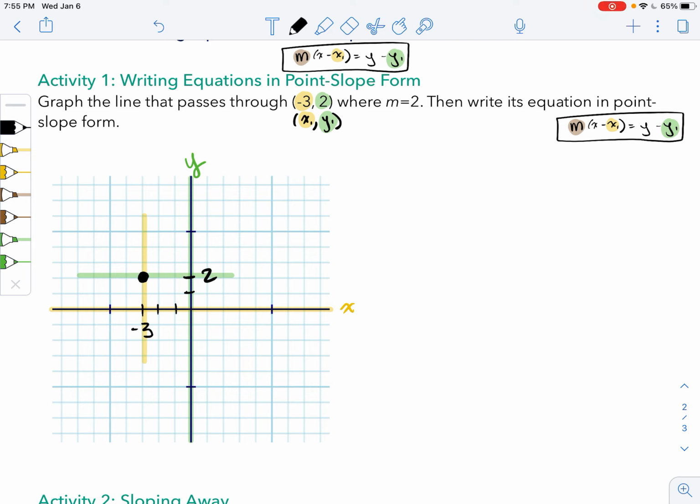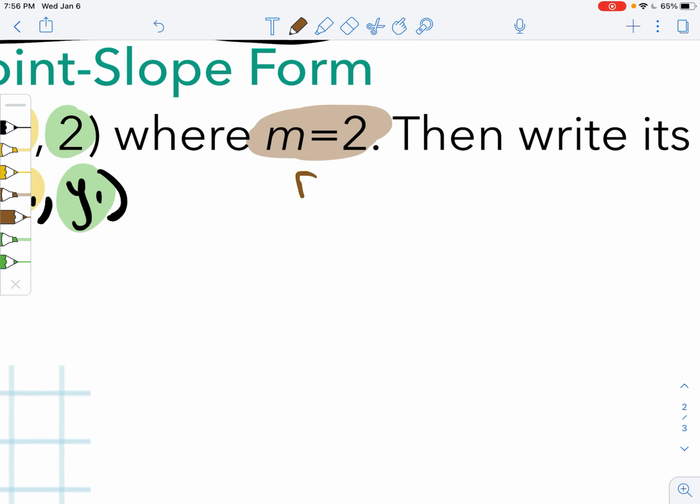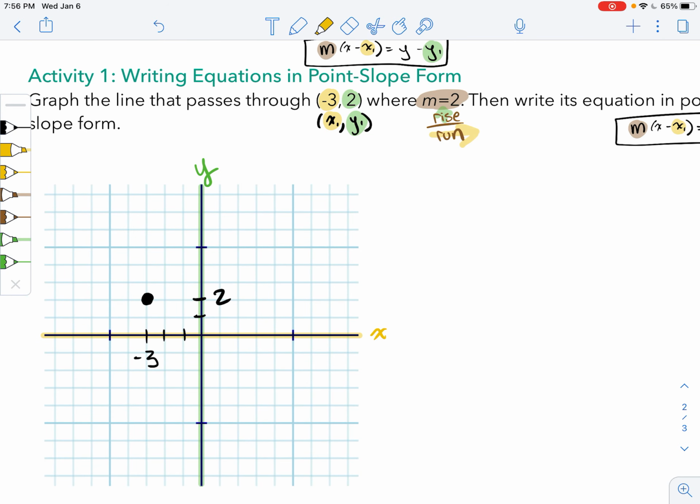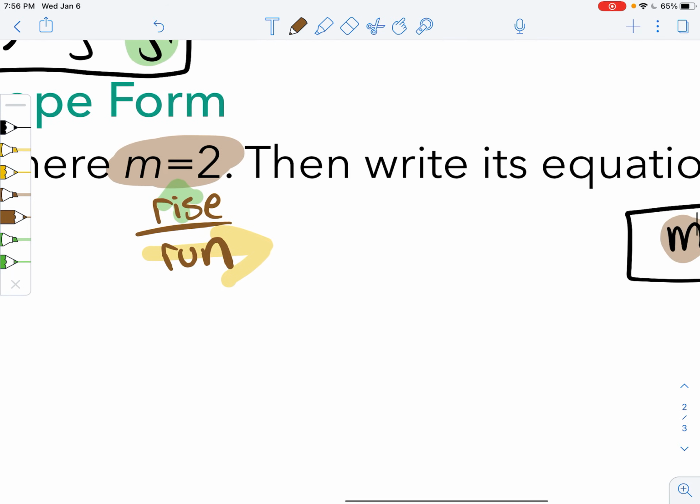There. Okay, so I've graphed my point. Excellent. And remember, slope. Here our slope is 2. So slope, remember, is rise over run. That is how far up it goes and how far over, how far right it goes. So if we start at our point and we know our slope is 2.